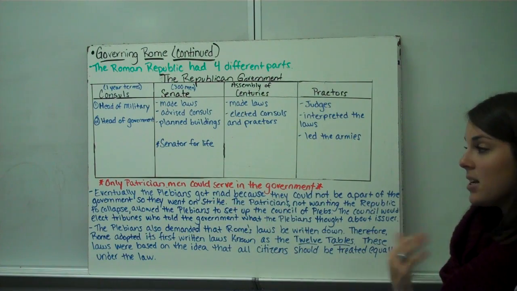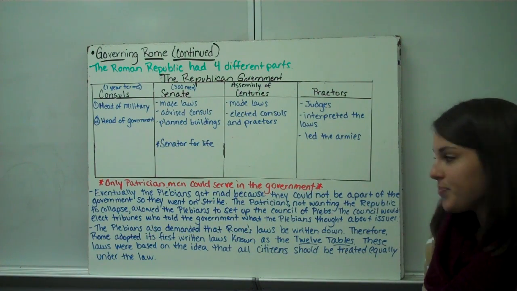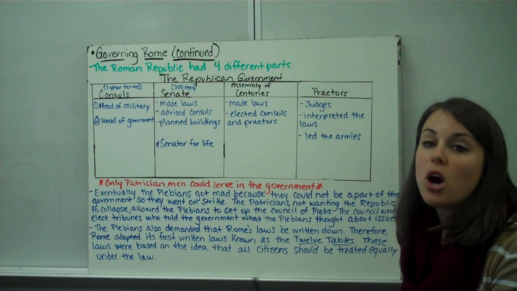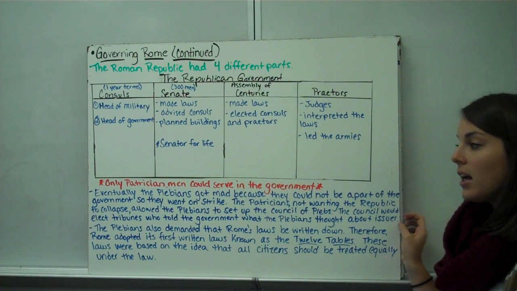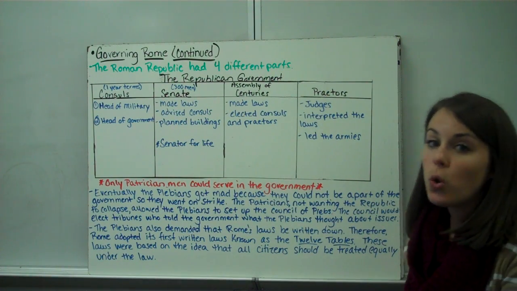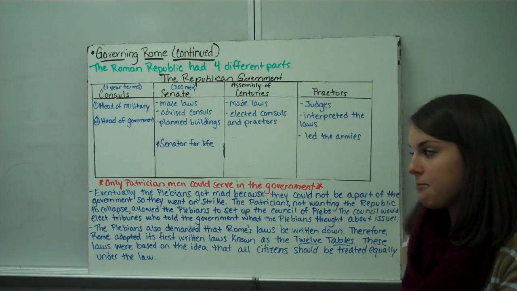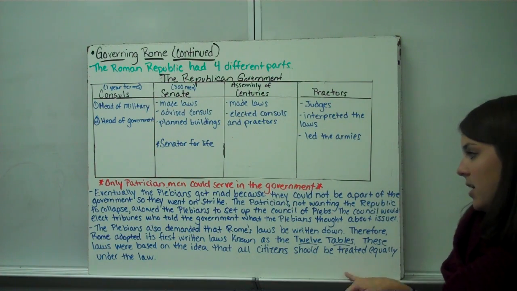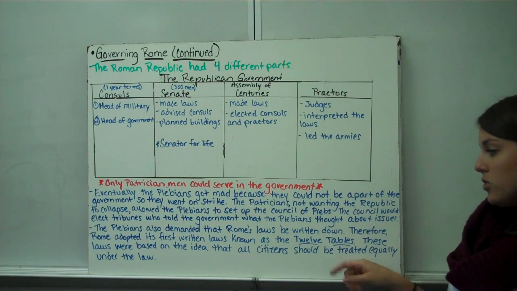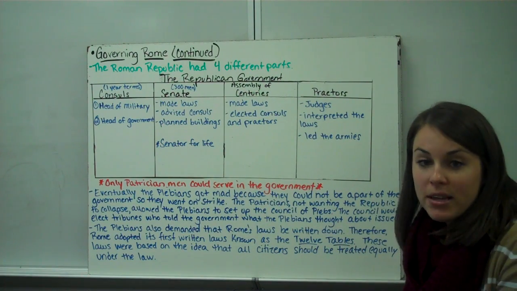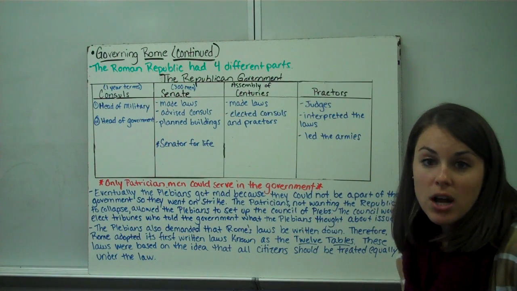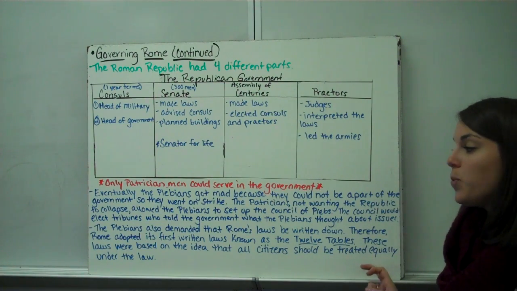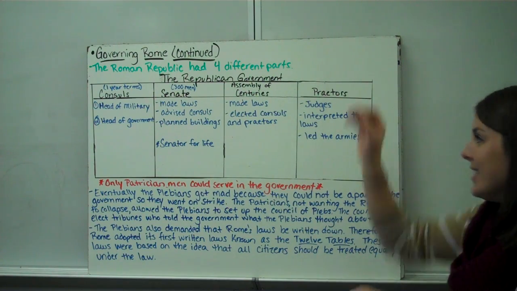Eventually, the plebeians got mad because they were not a part of the government. So they went on strike. The patricians, fearing that the Republic was going to collapse, allowed the plebeians to set up what was called the Council of Plebes. This council would elect what was called tribunes, or people who told the government what the plebeians thought about different issues. The plebeians also demanded that all the Roman laws be written down for everyone to see. Therefore, Rome adopted its first written laws known as the 12 Tables. Basically, 12 laws were written and inscribed in bronze and put up around the city. These laws were based on the idea that all citizens should be treated equally under the law.